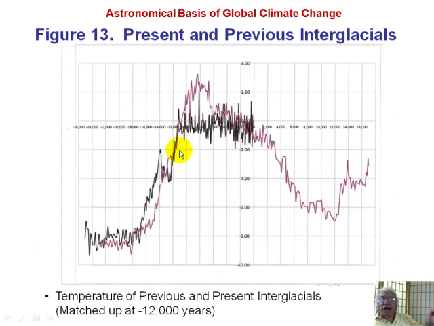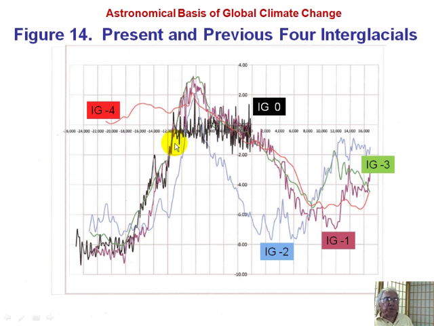Incidentally, you have to slide the previous one on top of the present one. And where do you match it? Well, I match this slope right here. I match this slope. When Professor Roper did it, he matched this slope. But I think for various reasons it's reasonable to match this slope at about 12,000 years. So let's look at the next picture.